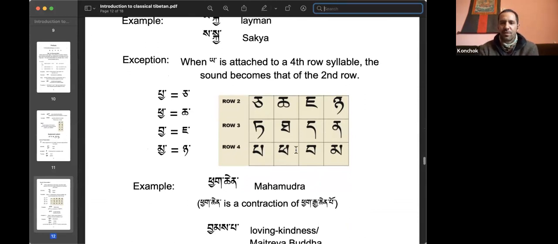The fourth row, if it has a yatak, sounds like the second row.